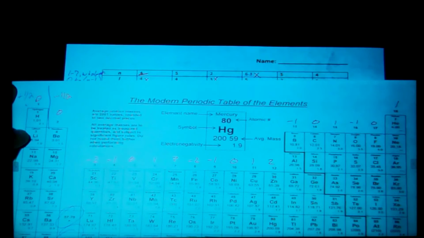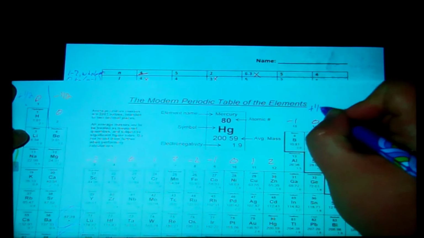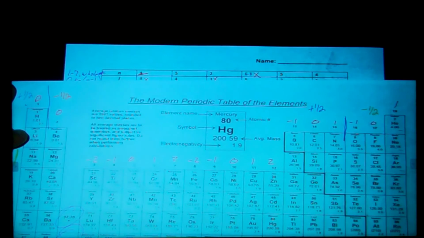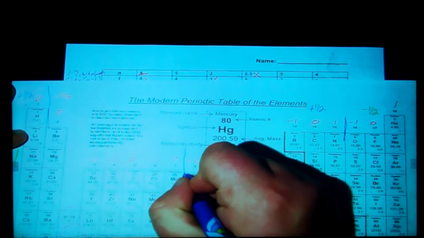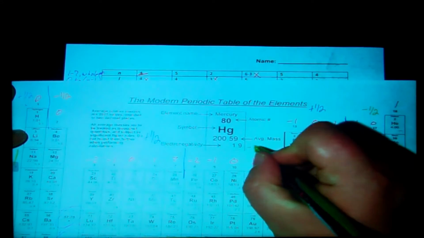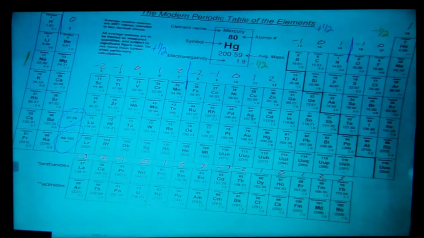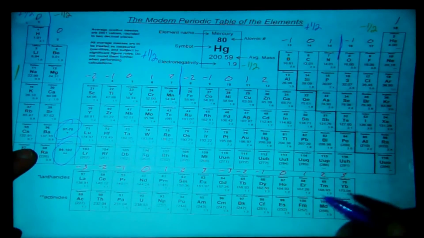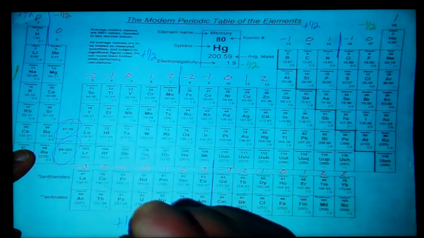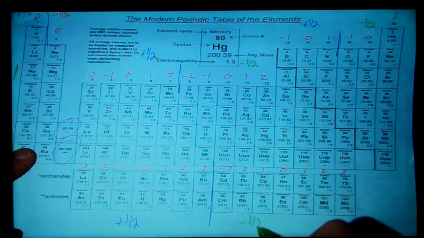Find the halfway point. P block. Split it. Remember, this is plus 1/2. This over here is negative 1/2. Split the D block. This is plus 1/2. This is negative 1/2. Down here on the bottom in the F block, split the F block, and this is plus 1/2, and this side is negative 1/2 for that spin number.